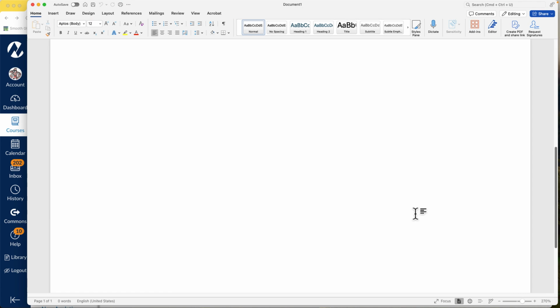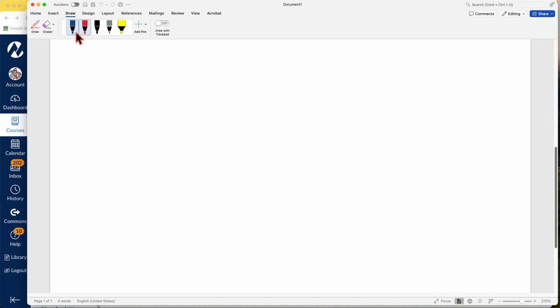Okay, so let's see. What I like about Word, I use it as a whiteboard because it records things down, and it's got a little draw program in here. So first we're going to talk about solving equations.